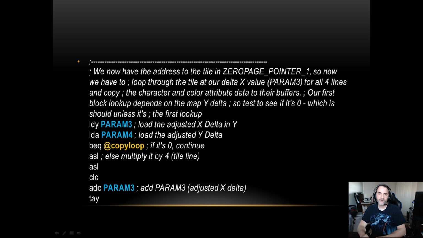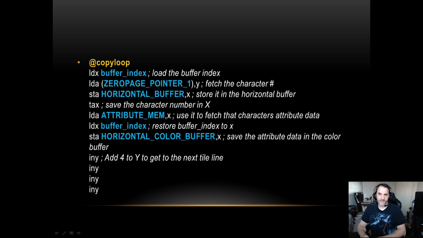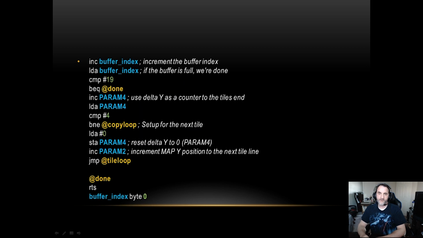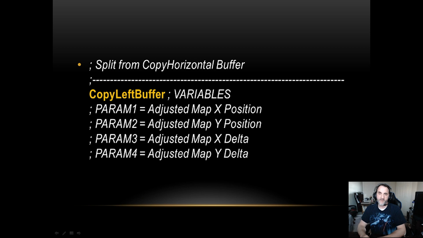Our first block lookup depends on the map Y delta, so test to see if there's a 0, which it should be unless it's the first lookup. And there's just too much to really go into a lot of explanation on, so I'm just kind of reading through some parts here that might help make it a little bit more clear, hopefully.